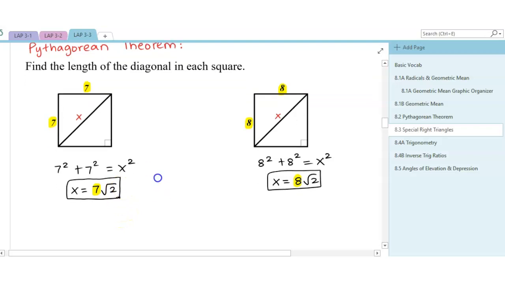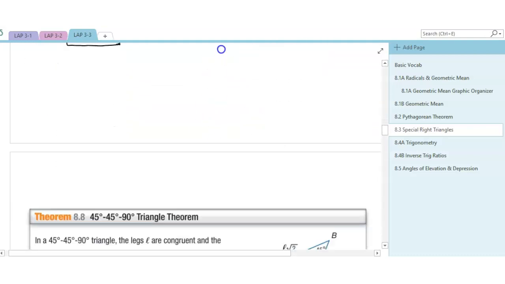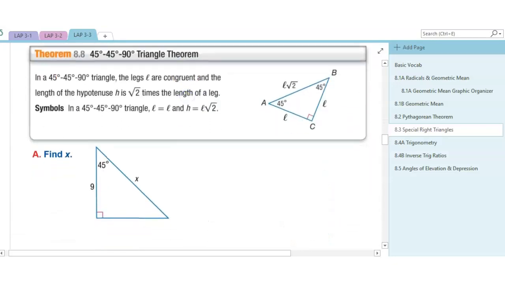Now, this is another special triangle that we're looking at. So remember, a square has a 90-degree angle, and the diagonal is bisecting the other 2 angles that we have. So this is going to turn out to be 45 degrees, and this is also going to turn out to be 45 degrees. So here, the type of triangle that we're looking at is called a 45-45-90 triangle. And that's the other theorem that we're going to learn about.